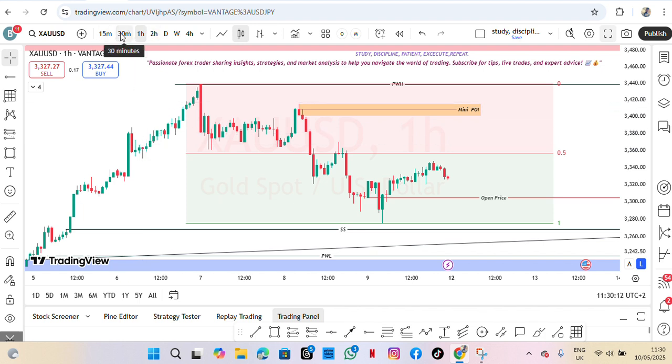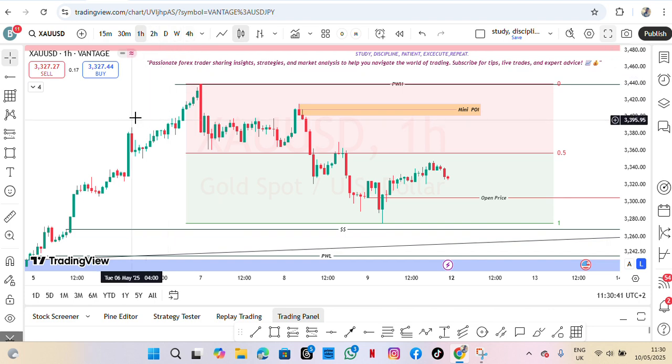If you are talking about a lower time frame, we are talking about 5 minutes, 15 minutes, 30 minutes, and you can never compare the 1 hour time frame to 30 minutes. The 1 hour is higher than 30 minutes. In the same way, 30 minutes is higher than 15 minutes, right? As you can see on my screen, where I'm pointing right now, we have 15 minutes, 30 minutes, 1 hour, 2 hours, 4 hours, daily, and weekly.